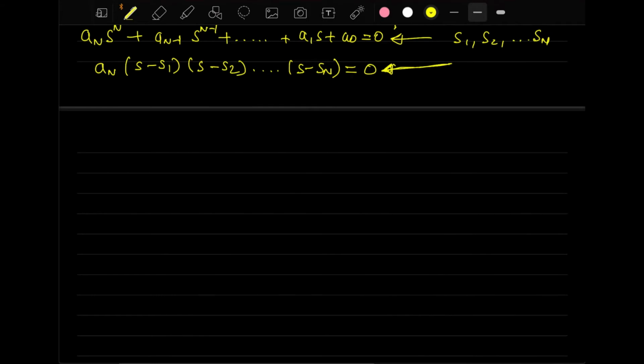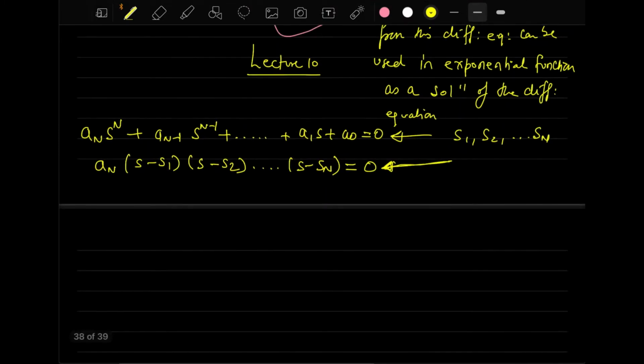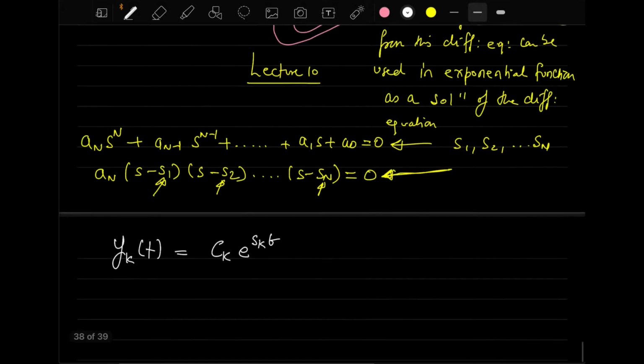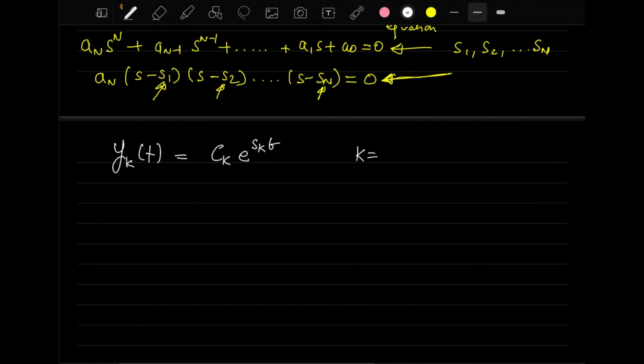So if S1, S2, Sn are the solutions of this, what we can do is use any root of this characteristic polynomial to construct the signal. We can use any of these roots to construct the signal, and that signal will be y_k(t) equal to c_k e to the power s_k t. So for each of these roots, we can construct the signal y_k(t), where k is running from 1 to n. Because there are n roots, you can construct the individual y_k(t) using this.